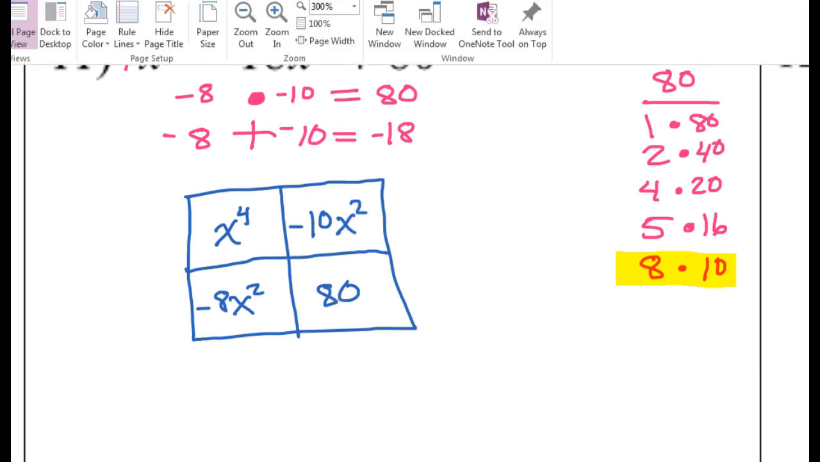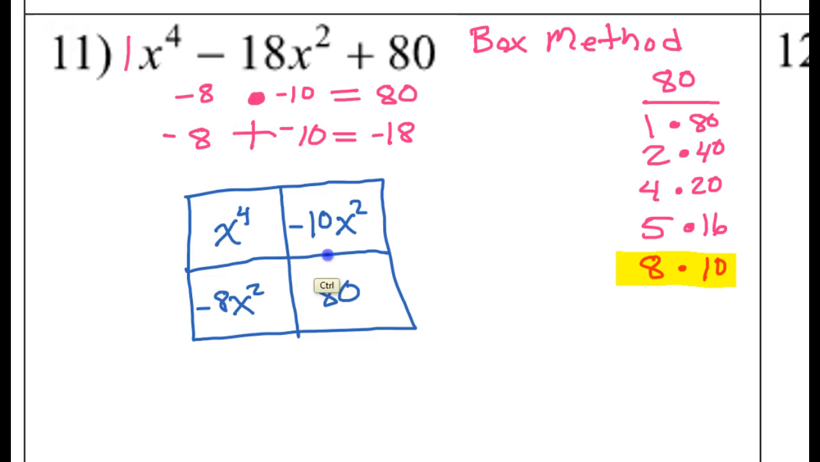So next we want to find the GCF of every row and every column. The GCF of the top row is x squared. The GCF of the bottom row is negative 8. Obviously both of these are divisible by 8. The reason why I put negative 8 is because the first term is negative. Okay, the GCF of the first column is x squared. And the GCF of the second column is negative 10. Again, they're both divisible by 10. I put negative because the first term is negative.